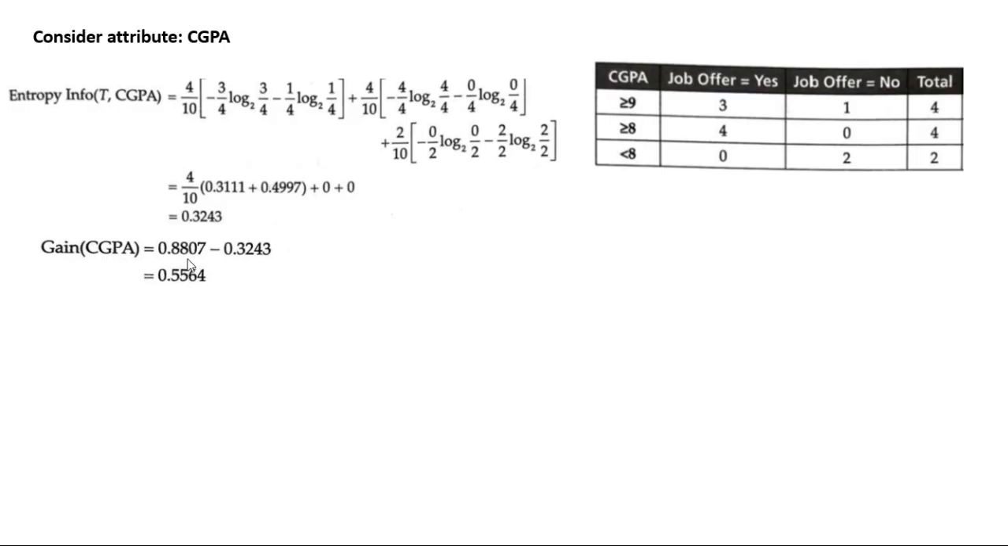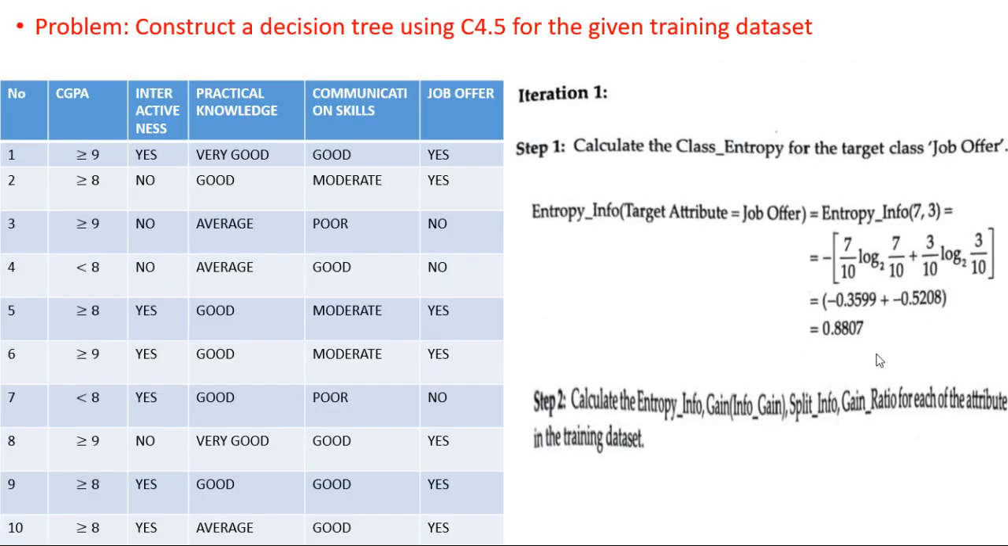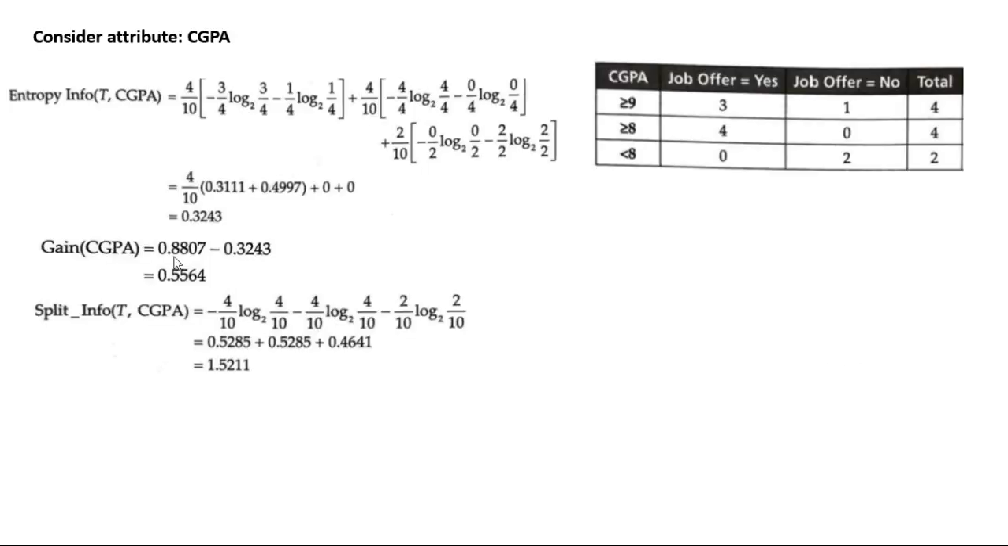Now find the second metric, gain. This is nothing but information gain. Either you write info underscore gain or gain, that's fine. So this is gain for CGPA. What is the total entropy I've got? The total entropy I got in the previous slide is 0.8807. Take that here. 0.8807 minus this entropy information, this one. So that will give us the information gain.